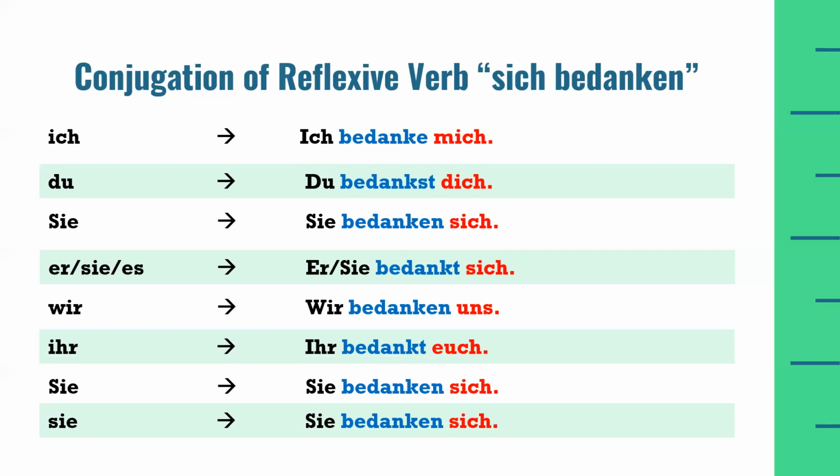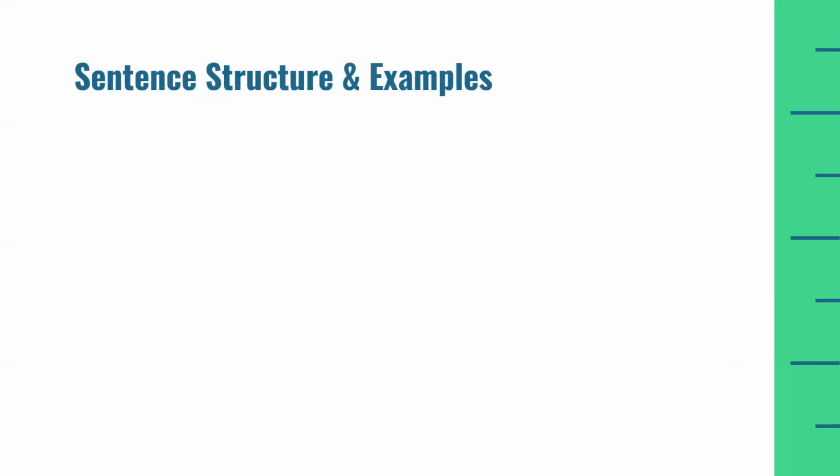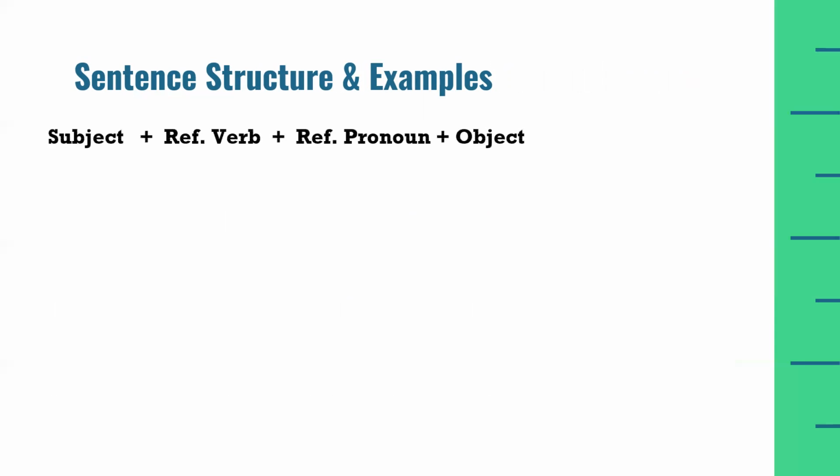So here you can see that we have to conjugate the verb, and we have to use the reflexive pronoun after the verb. And the reflexive pronoun will always relate to the subject of the sentence. We have learned it in the previous lesson. Now let's see what the sentence structure is when we want to use the reflexive verb in our sentences.